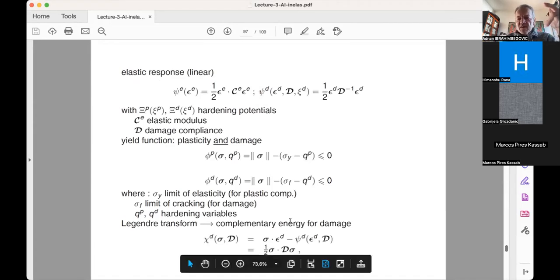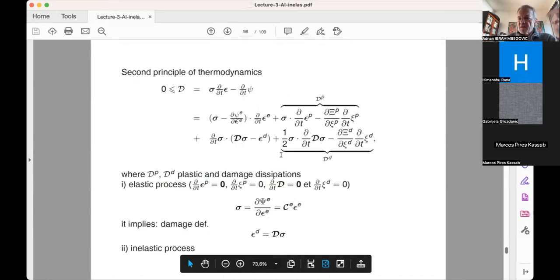We can also use this like we already did for damage, where we do a Legendre transformation, changing the roles. Basically, instead of postulating that epsilon d equals d sigma, we actually postulate that this complementary energy for damage be a quadratic form in sigma. So instead of this guy, we can go for that guy. This is 1/2 sigma d sigma. And then we go into defining the dissipation.